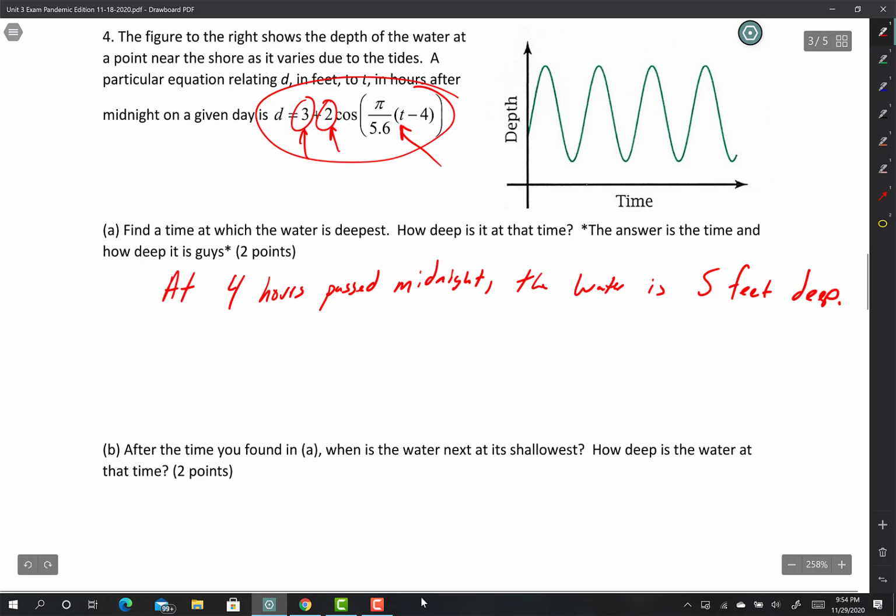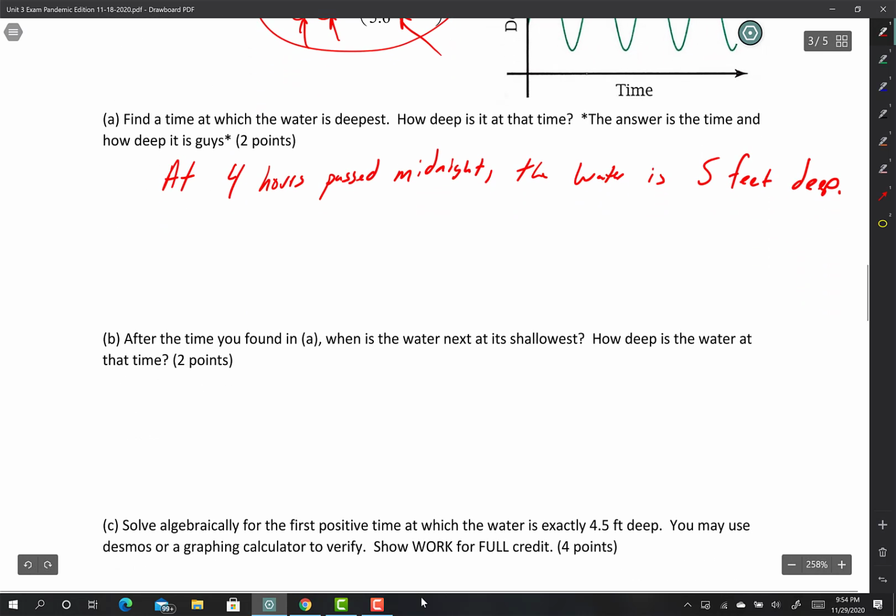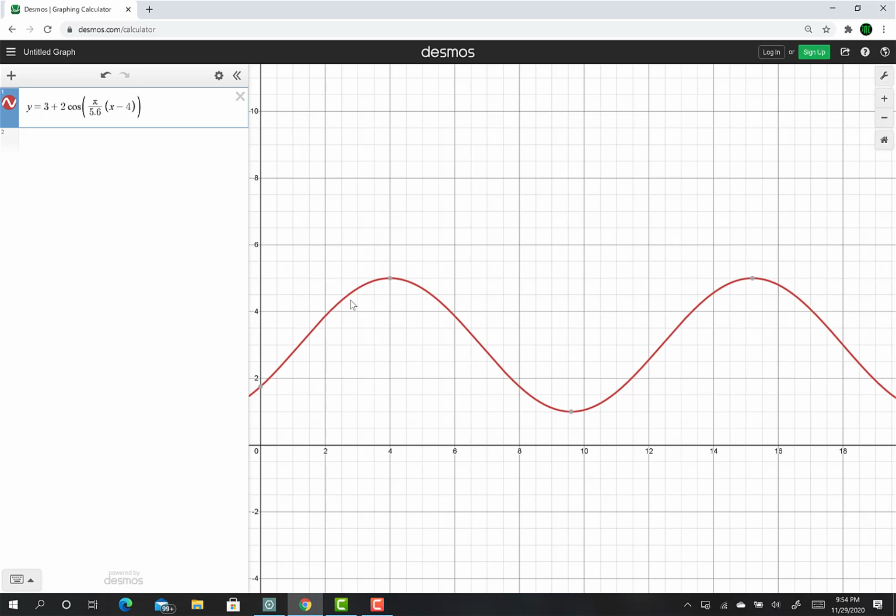All right, after the time you found in part A, when is the water next at its shallowest? Okay, so that means the minimum. So I go back here, and I'm going to look for my minimum, and there it is, 9.6 hours after midnight. It is shallowest, and it is 1 foot deep. If you want to figure out what time that is in minutes, take the 0.6 and multiply by 60, and that's 36. So at 9:36 a.m., the water is shallowest.